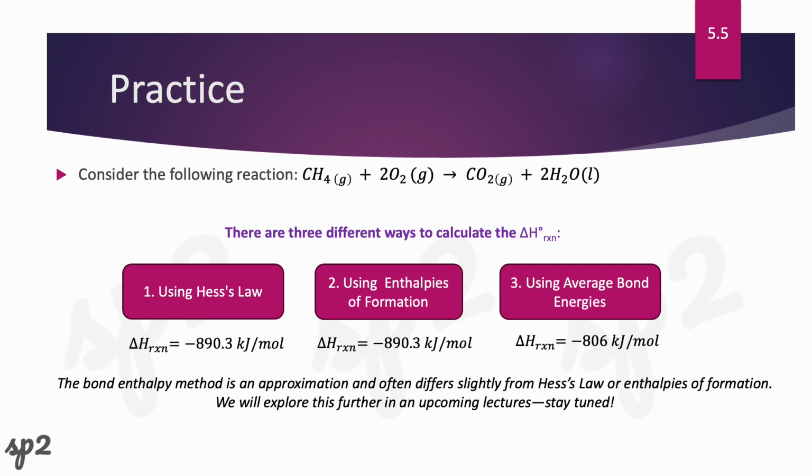I'll talk about the possible reasons for this kind of discrepancy in our calculation in future lectures. But here's a question for you. Think about it. What could be the reason that the energy we got using the average bond energies was different from the other two? You can comment below.